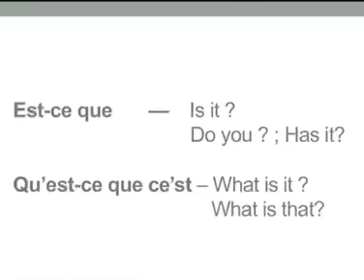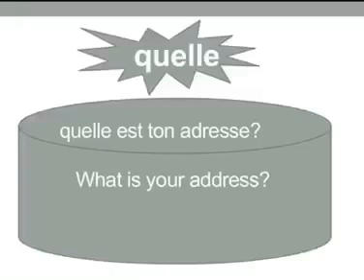And we have est-ce que. Est-ce que we have already discussed in the previous video: when it is prefixed before an affirmative sentence, it changes it into an interrogative one. But here est-ce que is used in itself, that is, it is not preceded by any other sentence. Est-ce que means is it, do you, or has it. Qu'est-ce que c'est? Qu'est-ce que c'est is an expression used for an interrogative one, which means what is it, what is that, what is this.